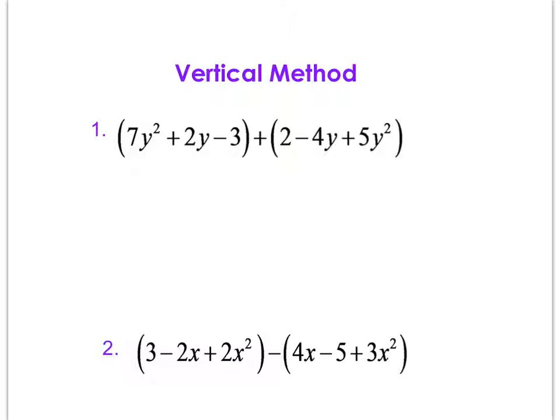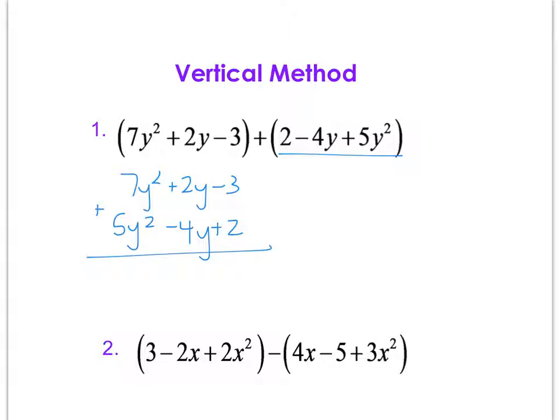So one method that works very well is called the vertical method. So vertical means straight up and down. So if I were to line up these polynomials vertically, I want to line up the like terms. So 7y squared plus 2y minus 3, and I'll add to that, and I'm going to put this polynomial in standard form as well, which means my greatest degree, 5y squared, comes first, minus 4y plus 2.